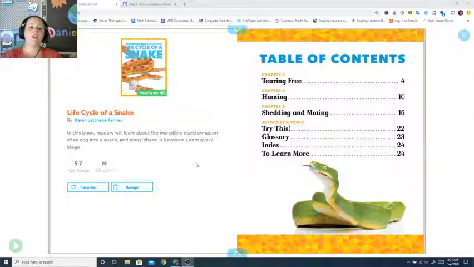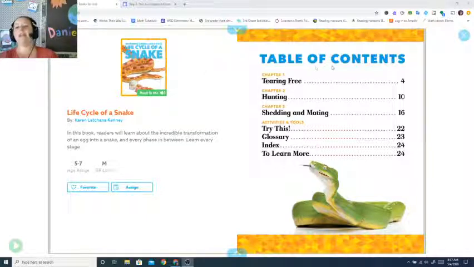So this story is called Life Cycle of a Snake. It's by Karen Latchana Kenney, and we're looking right now at the title page, okay? So right here, if you look at where I'm pointing, this is the very front cover of the book, right? It tells us the title, shows us a picture. So the title would be a text feature, the picture would be a graphic feature.